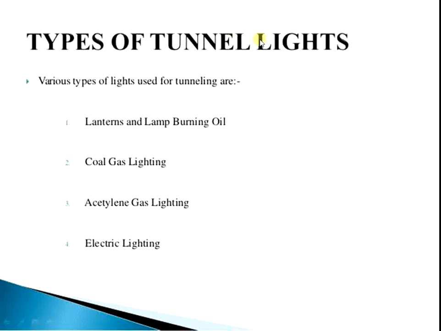Next, types of tunnel lights. There are four main types of tunnel lights. The first is lanterns and lamps burning oil, then coal gas lighting, acetylene gas lighting, and the last one is electric lighting. Let's see these types of tunnel lighting in detail.